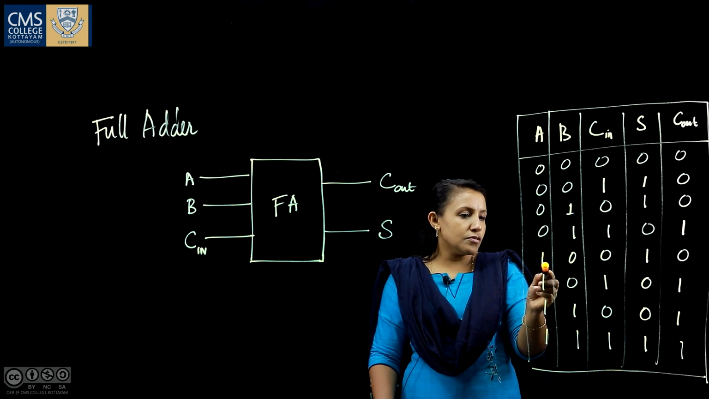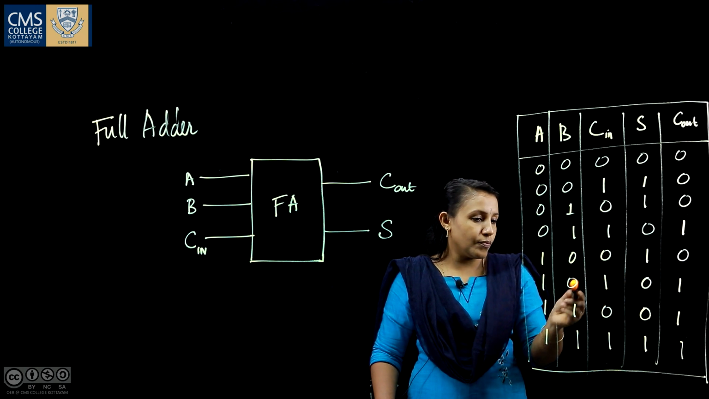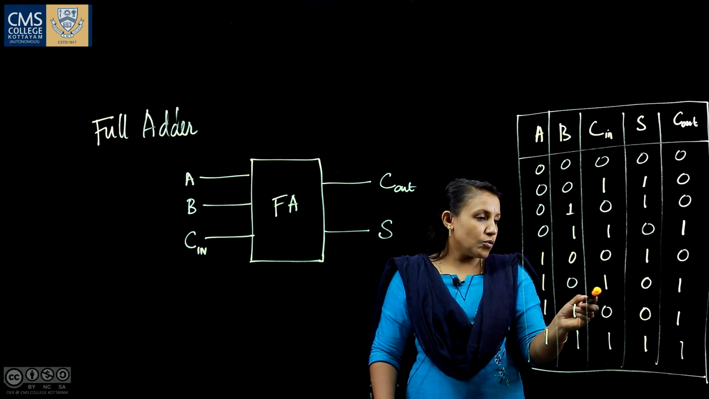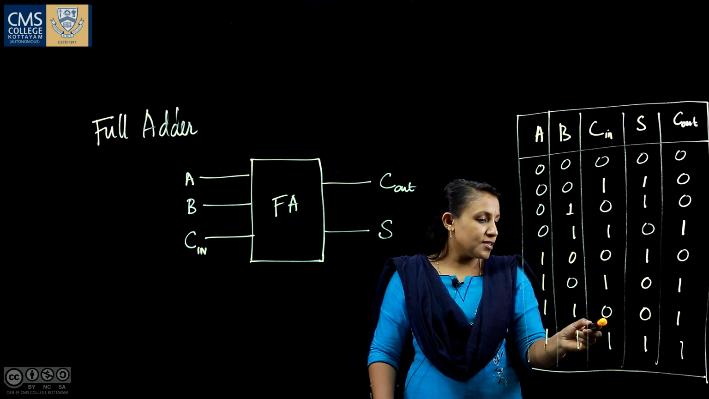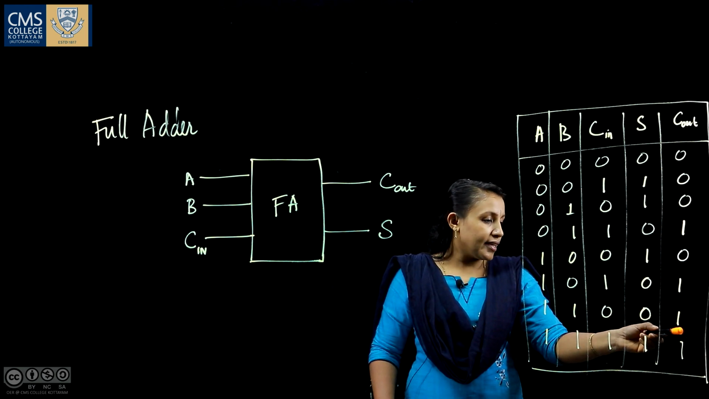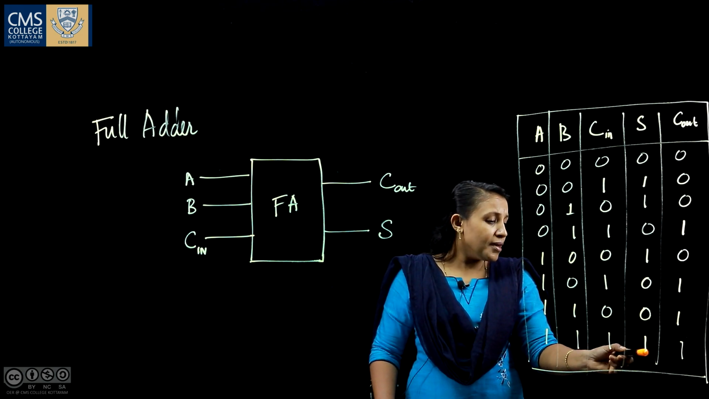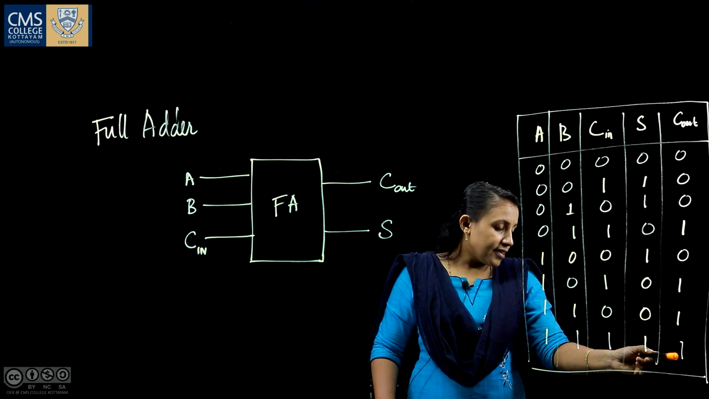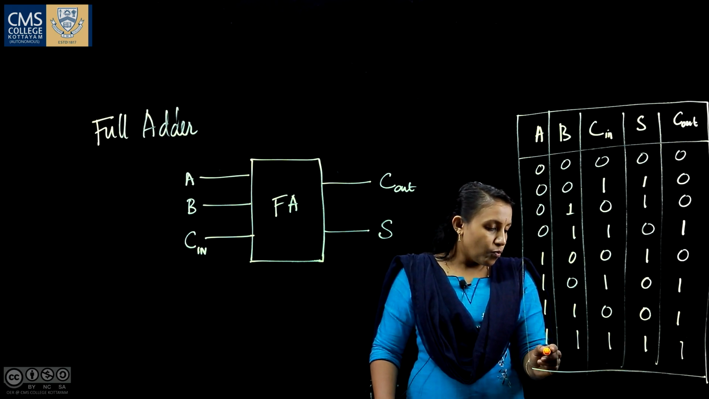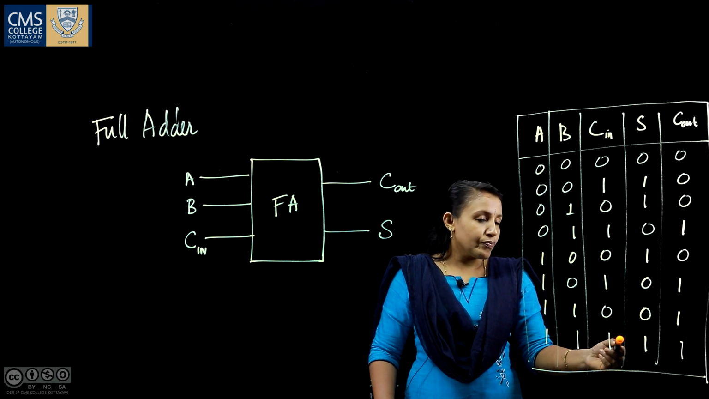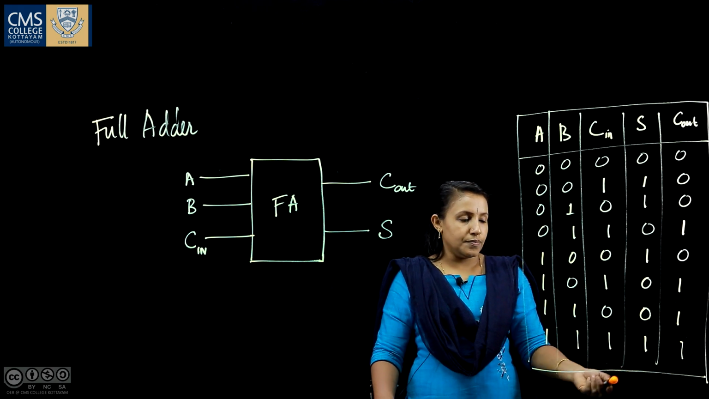For the combination 1 0 0, we have sum 1 and carry 0. For the combination 1 0 1, we have sum 0, carry 1. For the combination 1 1 0, we have sum 0 and carry 1. For the combination 1 1 1, we have sum as 1 and carry as 1. This is in decimal, if you convert, the sum of 3 ones will give you the value 3. So, the binary equivalent of 3 is 1 1.